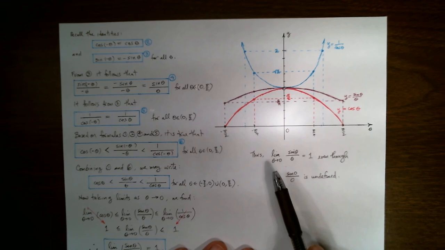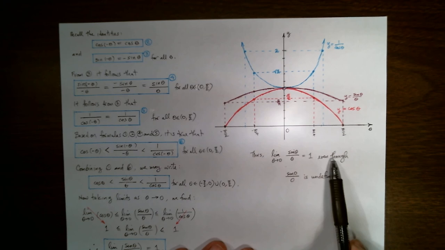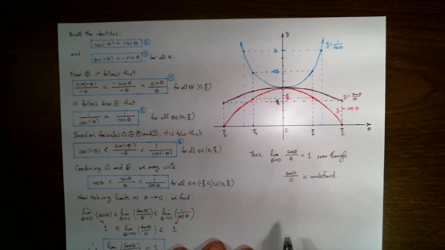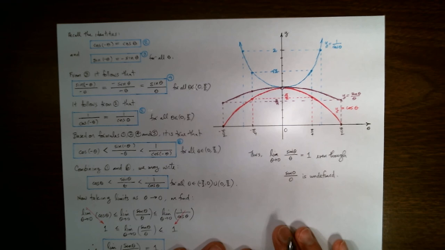So the limit at 0 of sine theta over theta is in fact 1, even though, of course, sine 0 over 0 is undefined. So I hope you found this presentation to be instructive, and we'll use this result in our upcoming presentation on the derivatives of sines and cosines.